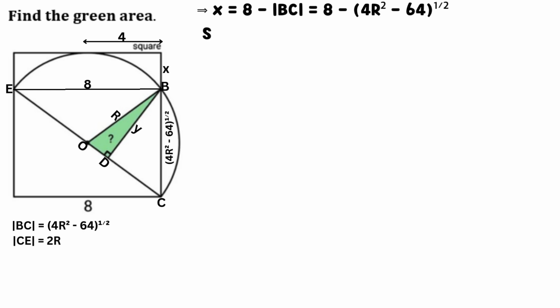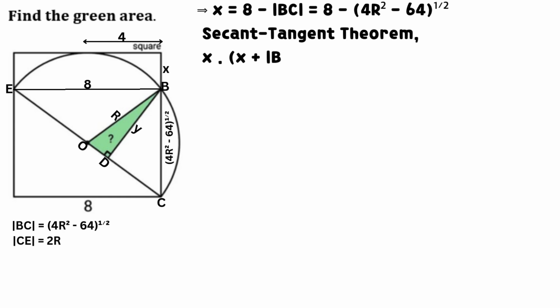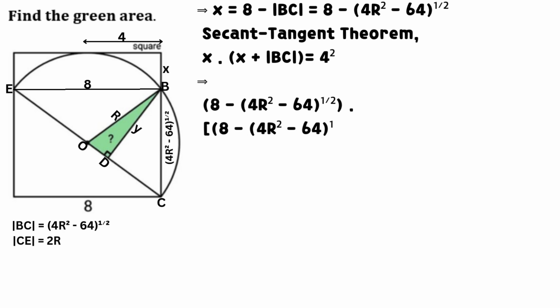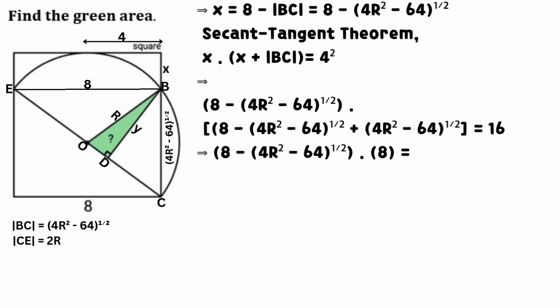It follows that X equals 8 minus line BC, which equals 8 minus the square root of 4 times the square of R minus 64. By the secant tangent theorem, the product of X and the sum of X and the length of line BC equals the square of 4. After substitution of values and simplification, it implies that the product of 8 minus the square root of 4 times the square of R minus 64, and 8 equals 16.